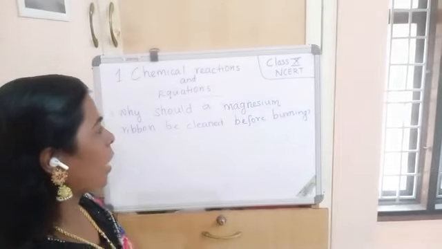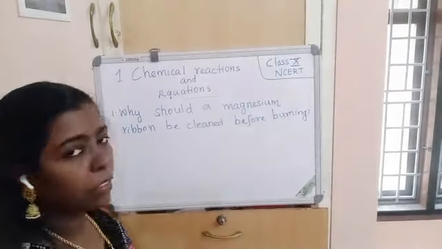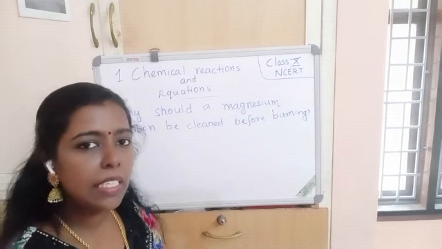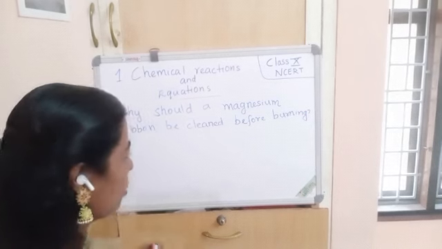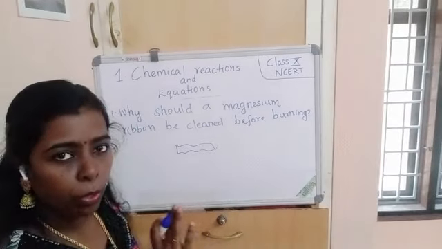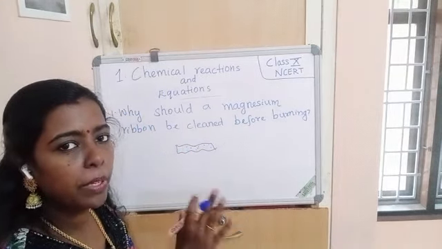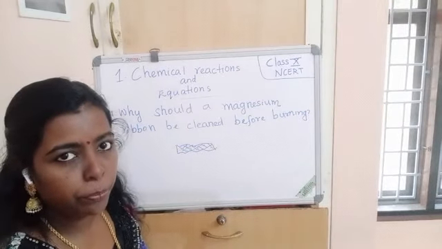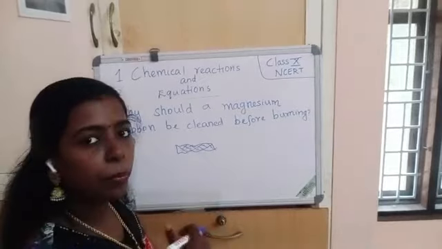The first question is, why should a magnesium ribbon be cleaned before burning? This is a textbook question. Because magnesium is a very reactive metal. It easily reacts with oxygen to form magnesium oxide, which coats the surface of the magnesium ribbon. If we do not clean the magnesium ribbon properly, the magnesium present on the surface of the ribbon can easily form magnesium oxide. It will prevent the ribbon from burning properly and slow down the burning process. So we should clean the magnesium ribbon before burning.